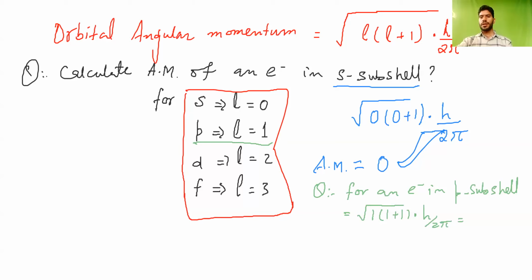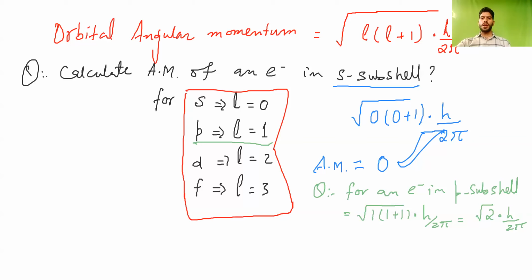h upon 2 pi. So that means it will be now 1 plus 1, that is 2. 2 into 1, that's 2. So that is square root of 2 and then h upon 2 pi. So this will be the angular momentum of an electron which is present in P subshell. So I hope that now you can also calculate the angular momentum in D subshell.